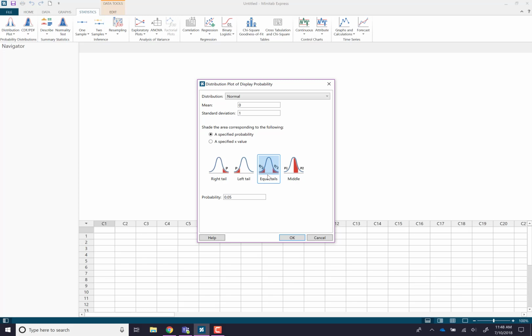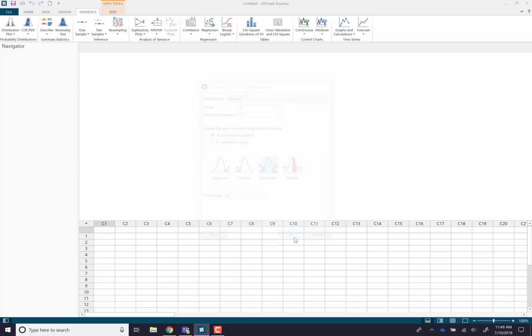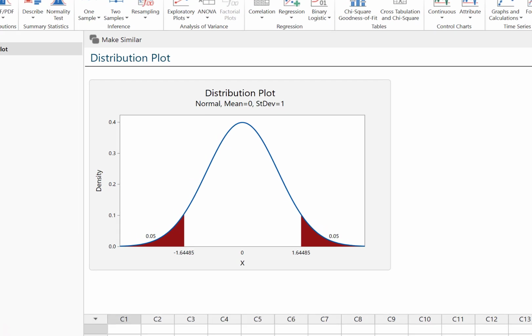So we have 90% in the middle, which means that there's 10% on the tails, and it's split equally. So the area in the tails, we would say, is 0.10. MiniTab Express will divide that by 2 and put 5% on the left, 5% on the right. And again, our Z multiplier will be plus and minus 1.64485.